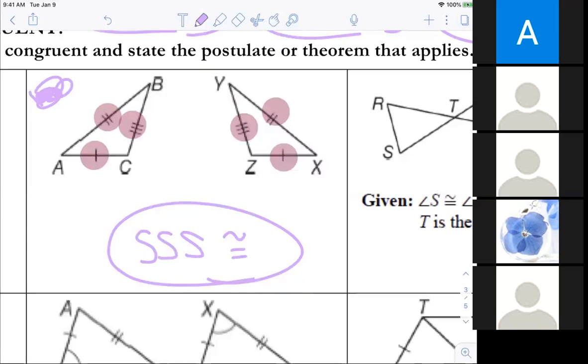There were no congruent marks I needed to make. I didn't need to find anything else. I didn't need to justify anything. If I had to do any of those things, I'd have to write them, but I didn't here. Side, side, side. Questions so far? All right, let's go back to the first one.